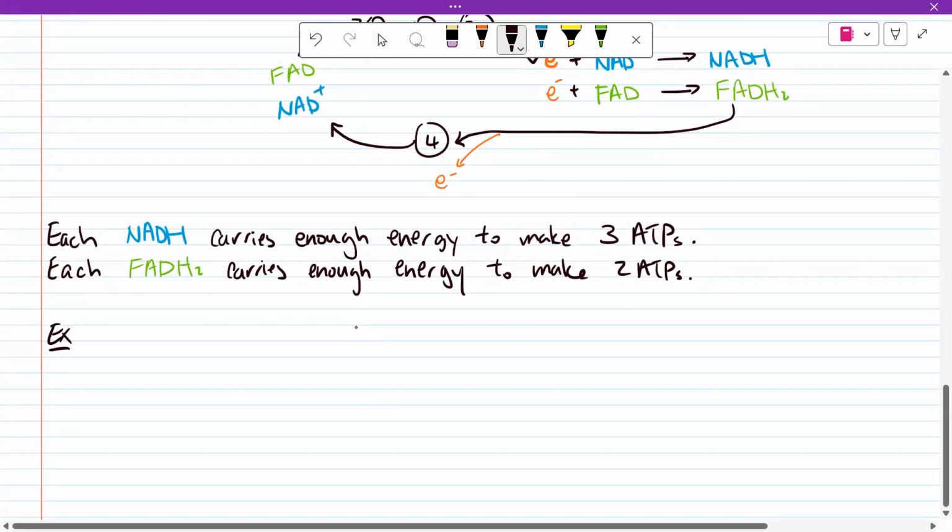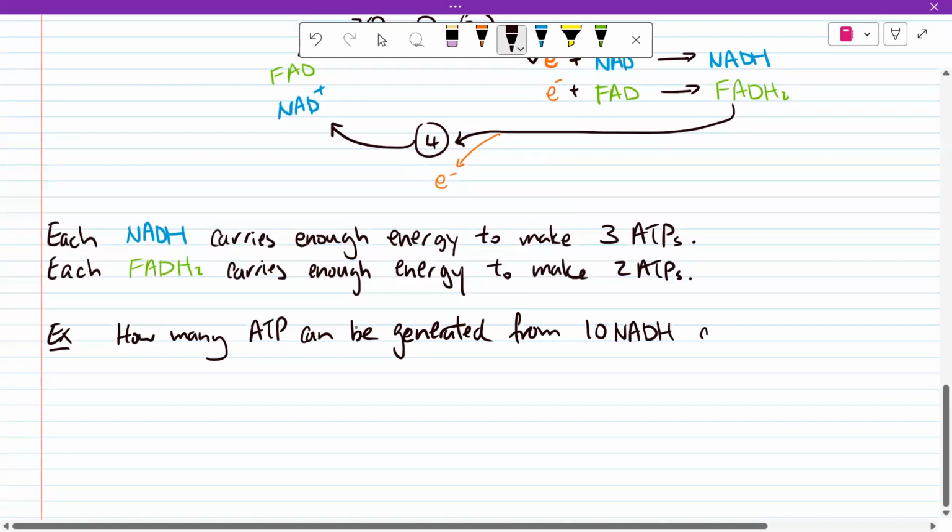Let's try an example. Let's say: how many ATP can be generated from 10 NADH and 5 FADH2?